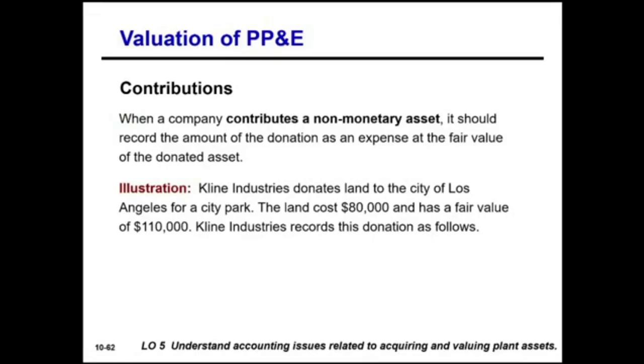When a company contributes a non-monetary asset, now the company contributing rather than receiving, it should record the amount of the donation as an expense at the fair value of the donated asset. Now, if we record it at fair value, if we have an old asset with a value of just 30,000, and we're donating this asset at fair value, let's assume the fair value is equal to 40.